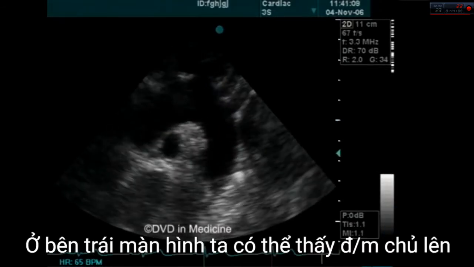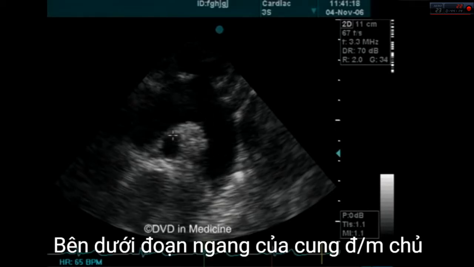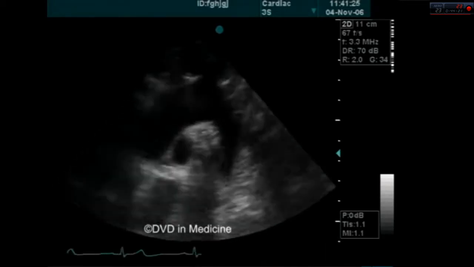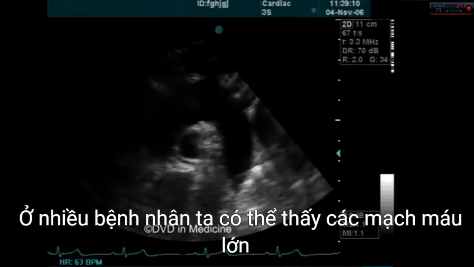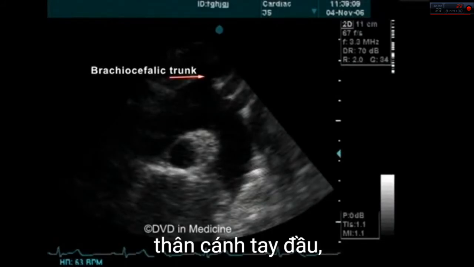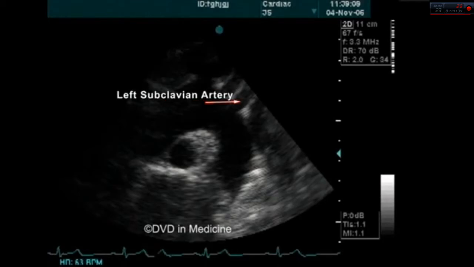On the left side of the screen, one can see an ascending aorta. On the right, the initial part of a descending aorta. Under the horizontal part of the aortic arch, one can see the right pulmonary artery in cross-section. In many patients, one can see major vessels that branch from the aortic arch: the brachiocephalic trunk, the left common carotid artery, the left subclavian artery.